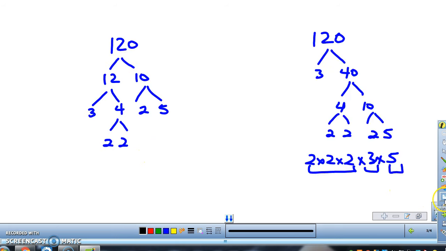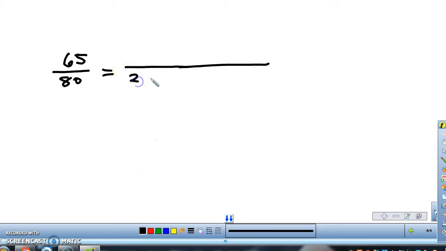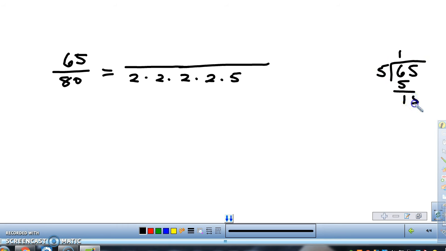So we've already done 80. We know that 80 is going to be 1, 2, 3, 4 2's and a 5. The 65, it ends in 5 or 0, in this case 5, so we know it's divisible by 5. If we take 65 and divide by 5, we know that it goes in there 13 times. So we know this is going to be 5 times 13. 13 is prime, 5 is prime, so 5 times 13 is the prime factorization of 65.